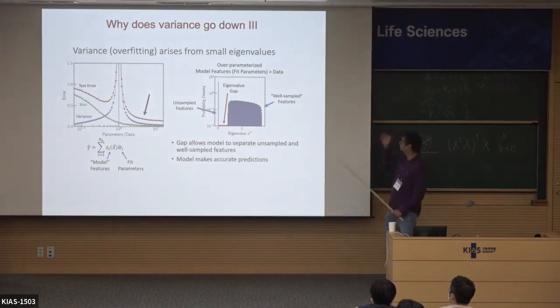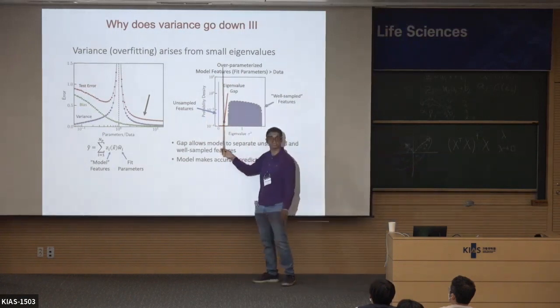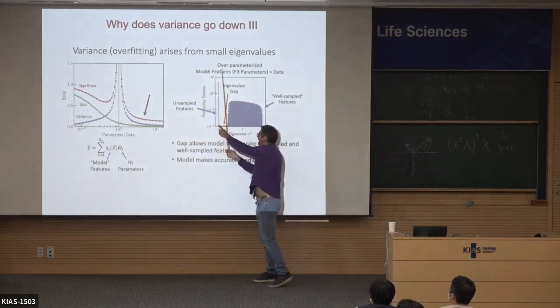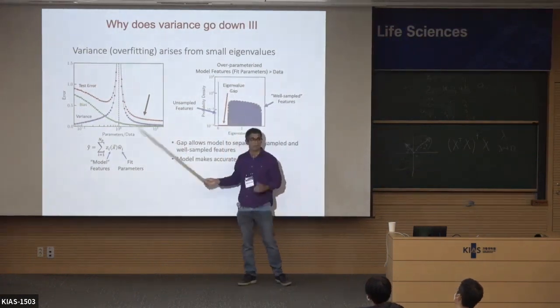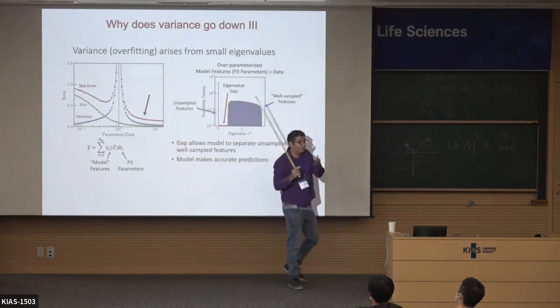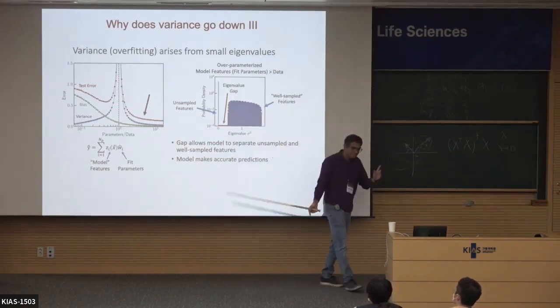So what happens is it's actually much easier to tell the directions I haven't sampled from the directions I have sampled. And so the variance goes down, because I never have this thing where I'm mixing things up, where I can't tell if I've sampled the direction well or not.